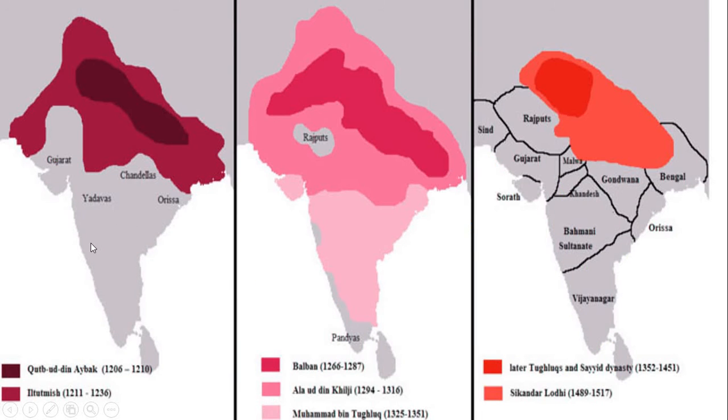In this map, you can see Qutbuddin Aibak's area of control, how much area Iltutmish has ruled. Balban, in the second map you are seeing of Balban, Alauddin Khalji, Muhammad bin Tughlaq. In the third map you can see the area ruled by Tughlaq and Sayyid dynasty and Sikandar Lodi.